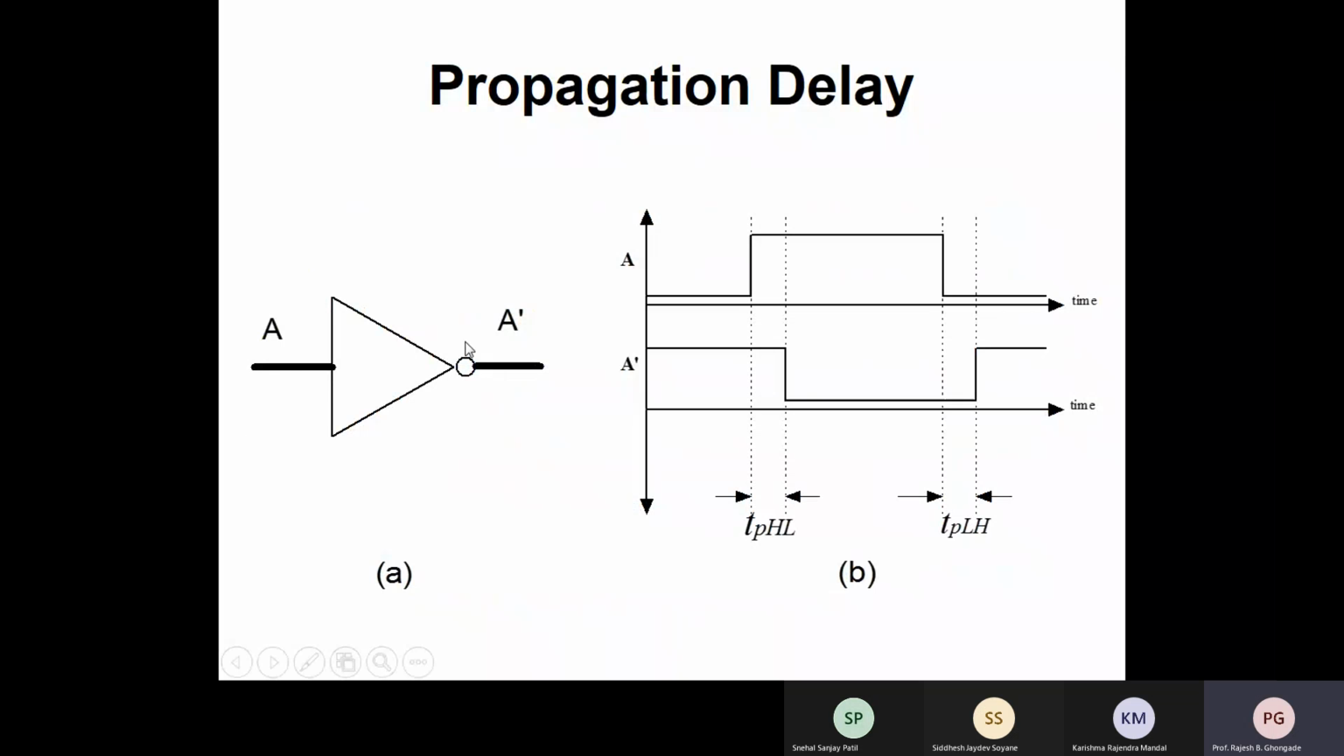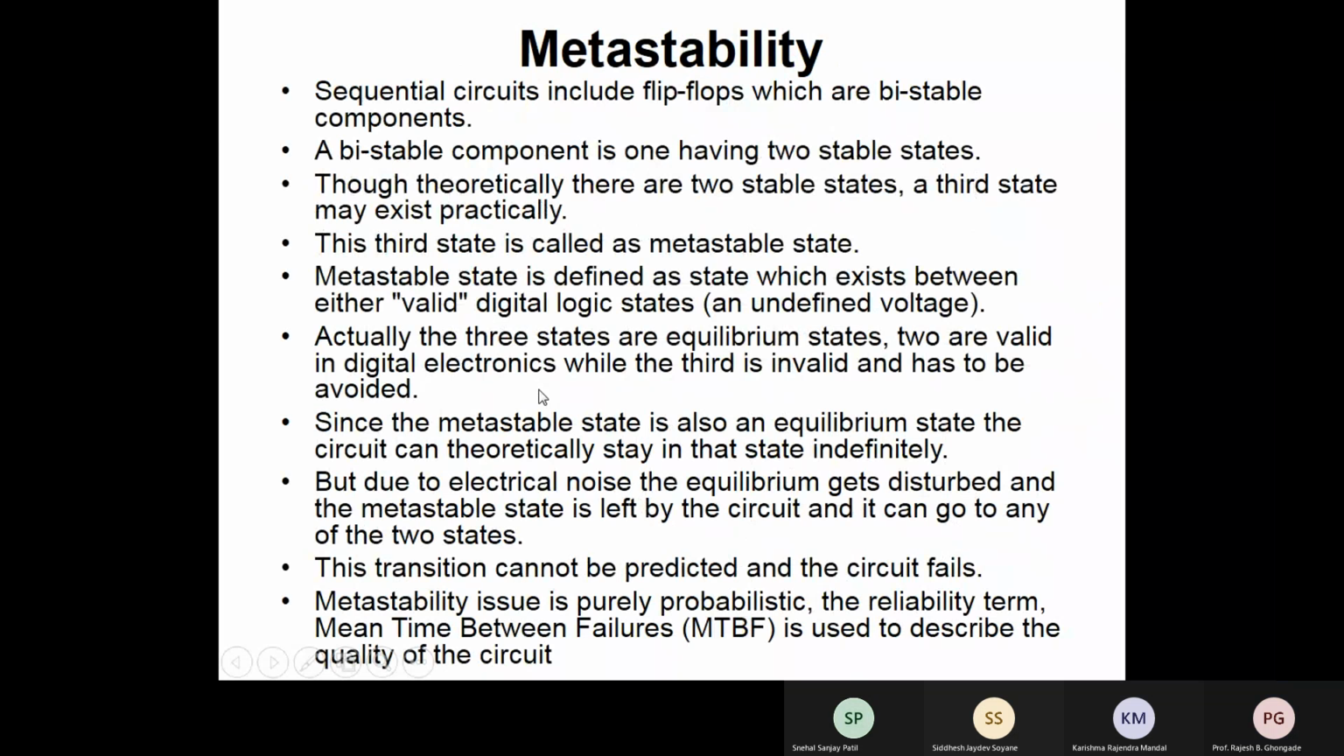This is how you can show the propagation delay. Here I have shown a NOT gate. As you can see, the signal changed from low to high here, but the output is not changing immediately. There will be some delay, which is called the propagation delay. Please remember, this is different from the rise time and the fall time. This is what we call TPHL, high to low, and TPLH, low to high. These are called the propagation delays.